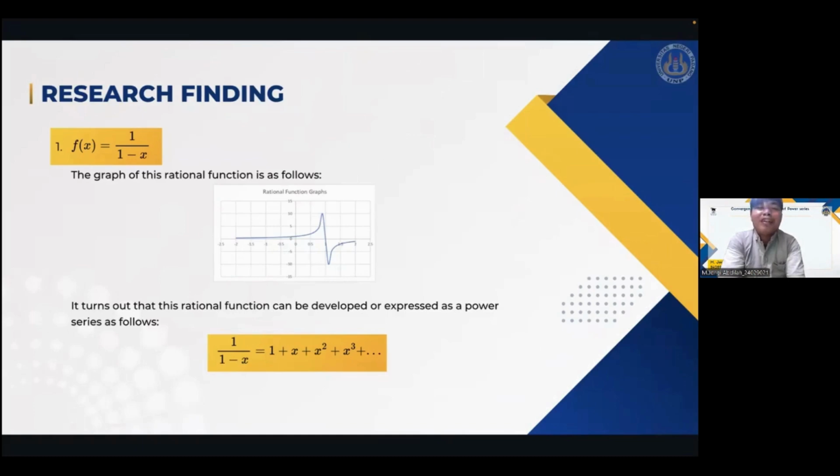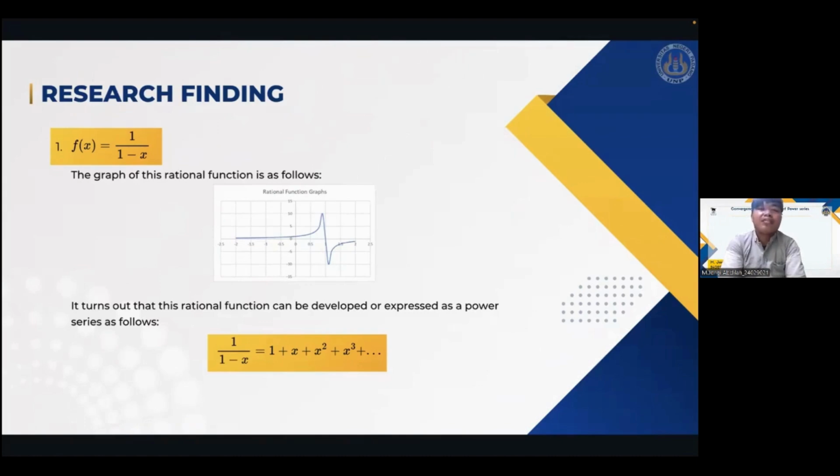Okay, I'm M. Jorgadila, and I will explain the result findings. The first one is the rational function. Here we can see the original graph of the rational function. The rational function can be expressed in terms of a power series, as shown in the slide.